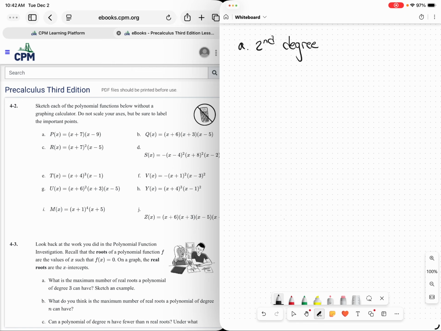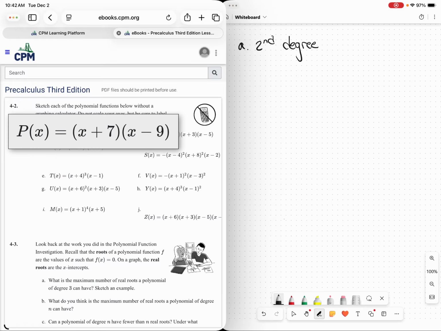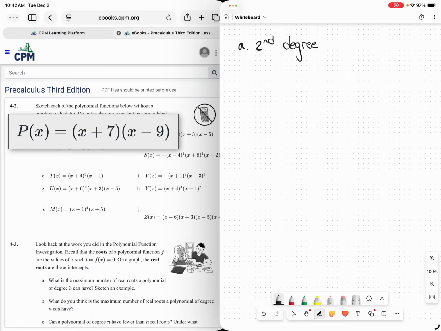We have 2 x-intercepts. If you don't know how to solve those, hopefully you learned that in the previous course, but you set each factor equal to 0 and solve. So x plus 7 equals 0, x minus 9 equals 0. Just for time here, we're going to say x equals negative 7 and x equals 9. Those are our two x-intercepts. If we were just graphing this, and again, guys, these are just rough sketches, we'll dive into this as the chapter rolls on, but we have an intercept at 9 and an intercept at negative 7. So our x-intercepts are there.